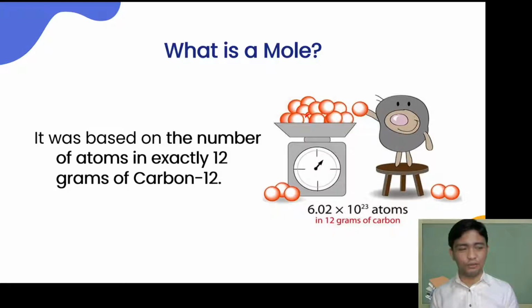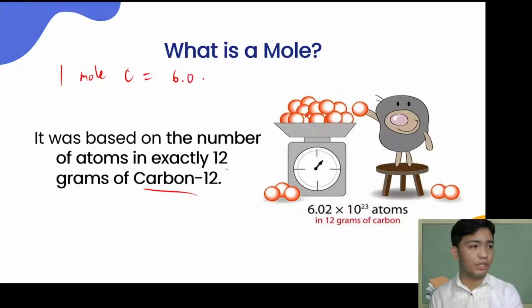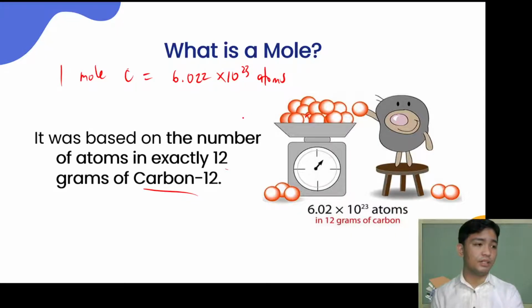So, saan ba binase yung 6.022 times 10 raised to 23 na yun? This was actually based on the number of atoms in exactly 12 grams of carbon-12. So, they made use of a very accurate method to be able to determine ilang atoms ng carbon ang meron doon sa 12 grams ng carbon-12. They made use of a specific method para bilangin kung ilan yung atoms na doon. And that serves as basis. So, pag sinabi na 1 mole of carbon, automatically there are 6.022 times 10 raised to 23 na carbon atoms doon. So, yun na rin naging basis.